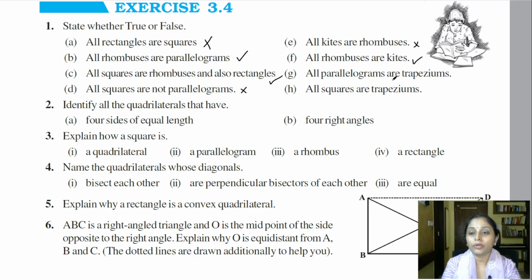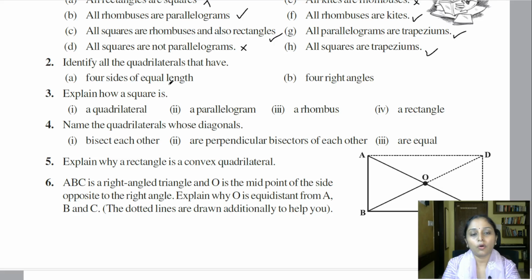Next, all parallelograms are trapeziums. Again, true, because you've seen that parallelograms have two pairs of parallel sides and trapeziums have one pair. So, naturally, all parallelograms are trapeziums. All squares are trapeziums. This is also true, right? If you look at this, squares are a subset of parallelograms, and if parallelograms are trapeziums, squares are also trapeziums, right? So, that is about our first question.